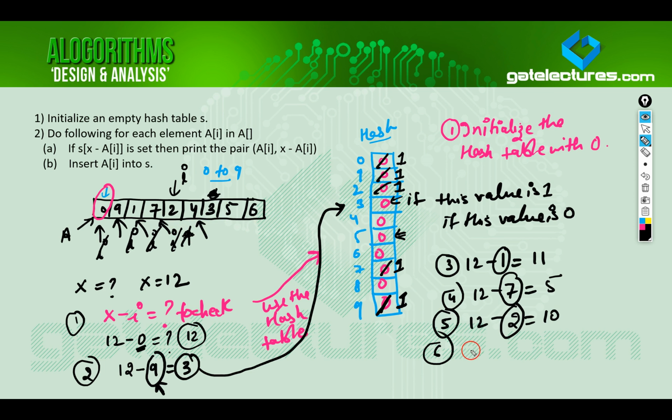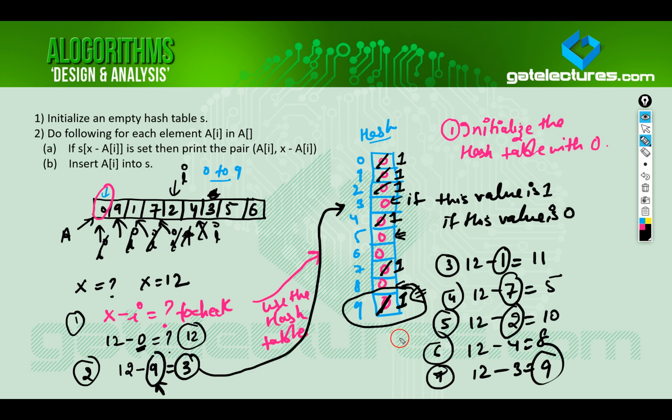Now we have 4, so we are going to do 12 minus 4, which is equal to 8. Now at the index location 8, we don't have 1, therefore we are going to put 1 in this location, and then increment the value of I, which is 3. So we are going to do 12 minus 3, which is equal to 9, and go to this location, and you can see at the 9th index location we have 1. Therefore we know that there exist two numbers, which is 9 plus 3 inside this array, whose sum is equal to 12.